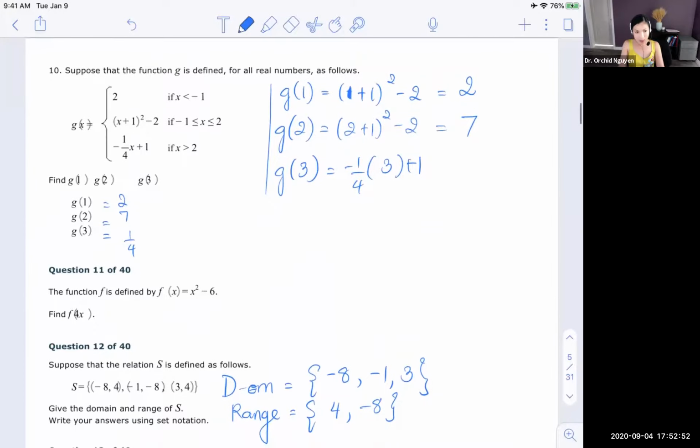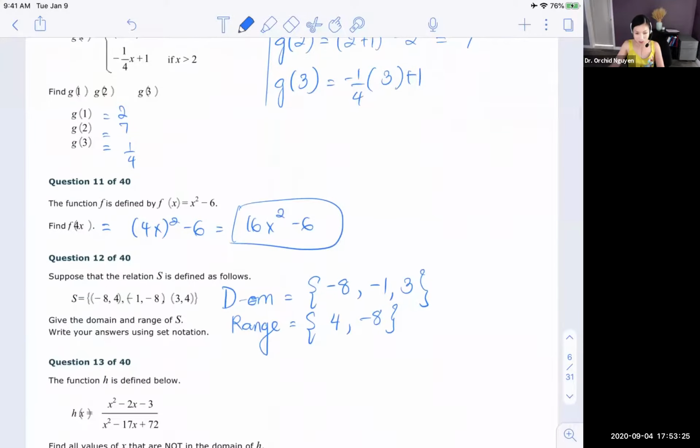Now, what if they have a variable in here? You're going to proceed the exact same way. So they're asking you for f of 4x, which is going to be 4x squared minus 6. And you just simplify it. So it's going to be 16x squared minus 6. Okay, straightforward.